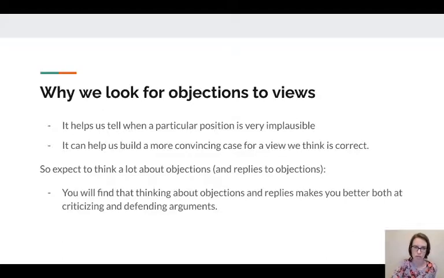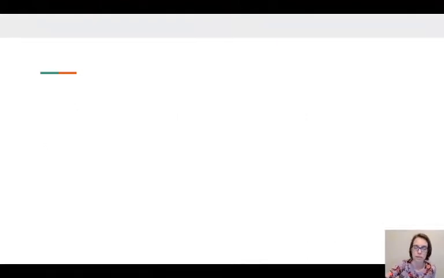And I think that you'll find that thinking about objections and replies to objections will just help you be better at both criticizing arguments and then at defending your own arguments. So this is kind of bread and butter stuff that we do in philosophy.